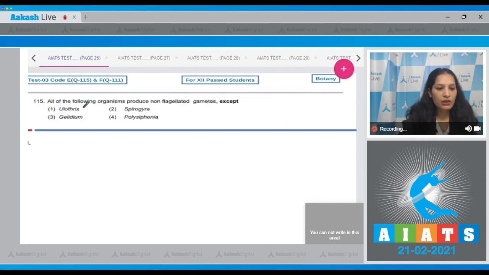Question number 115. All of the following organisms produce non-flagellated gametes except Oedogonium? So the correct option for the given question is option number 1. Why? Because Gelidium and Polysiphonia, they are red algae, and red algae produce non-flagellated gametes. Spirogyra, it's a green alga, but it also produces non-flagellated gametes. Let's move to the next question.